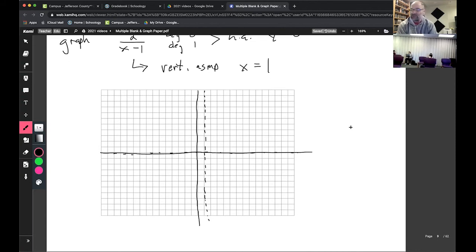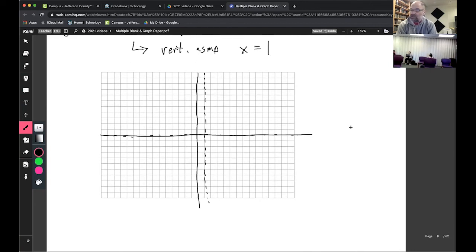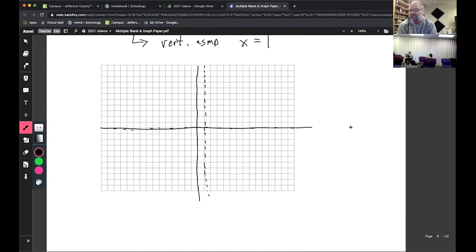Since the degree of the denominator is greater than the degree of the numerator, the graph has a horizontal asymptote of y equals 0. Okay, so now we're just going to sketch it. So this is what it looks like. We're just going to draw a little, this is called a hyperbola. Not bad, right? That works.